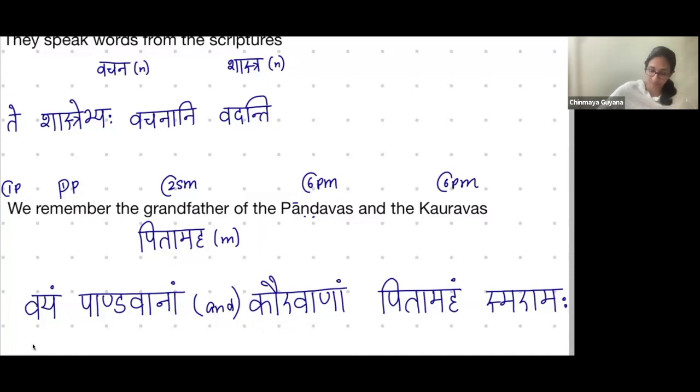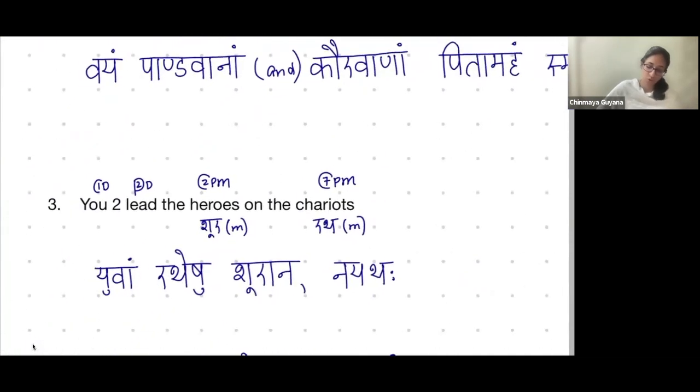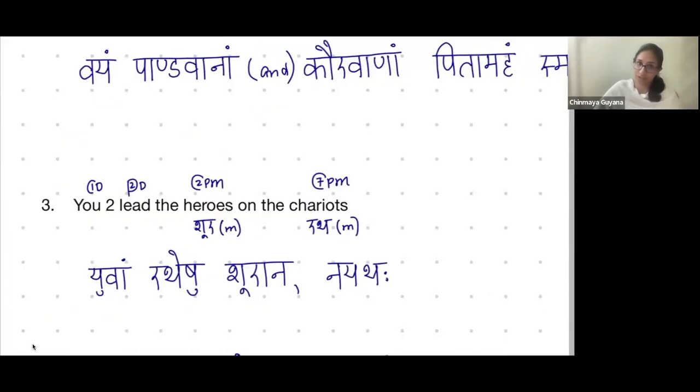Okay. Then, you two lead the heroes on the chariots. Verb, lead. Subject, you two. First case, dual. Now, lead, our verb will therefore be what person? Second person, because subject is you. How many yous? Two. So dual. You two lead. What is our object?